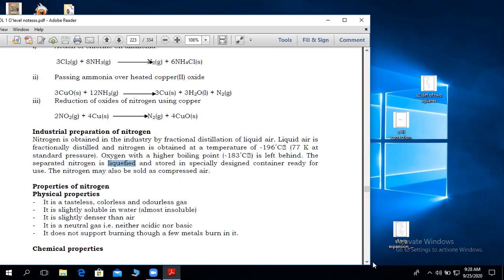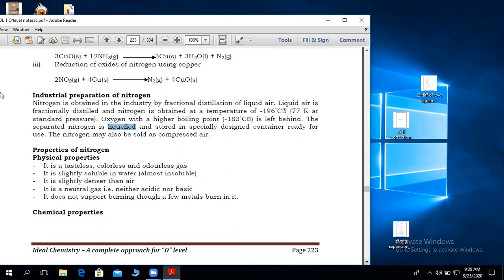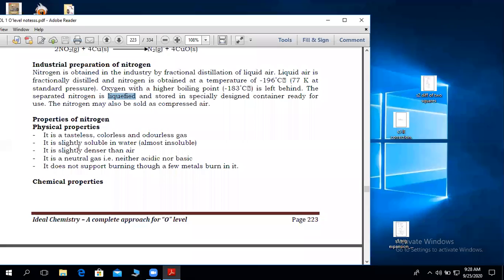Properties of nitrogen. It is tasteless, it is slightly soluble in water, that's why it is collected over water. It is slightly denser than air, it is a neutral gas, and does not support burning.